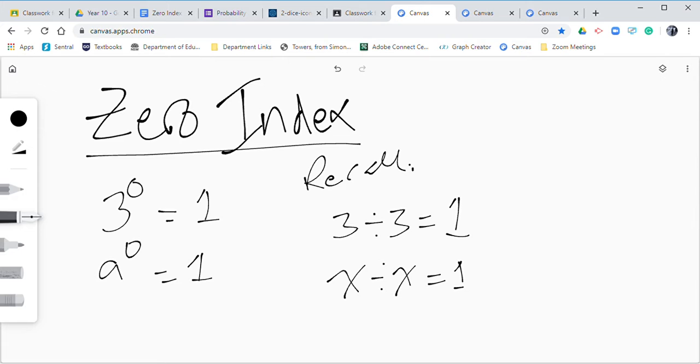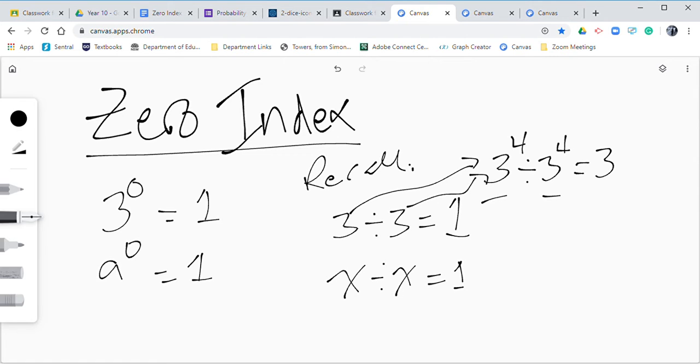So the other way to think about this is, if I had 3 to the power of 4 divided by 3 to the power of 4, we would use what we learned about dividing indices. You'd know that it's the same number divided by itself, so it would be equal to 1. But you could also say it's 4 minus 4, which equals 3 to the power of 0, which equals 1.